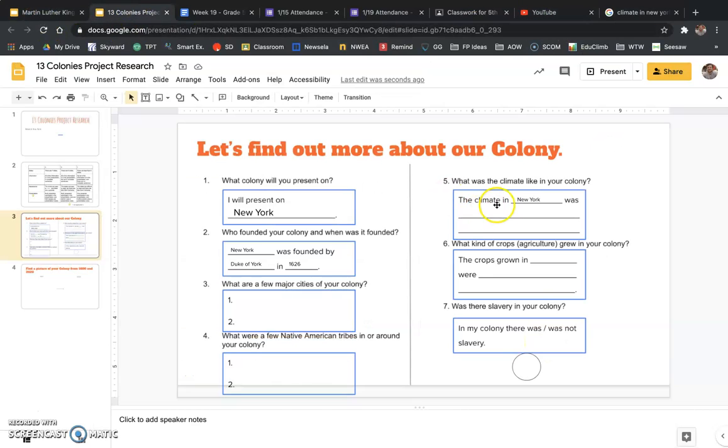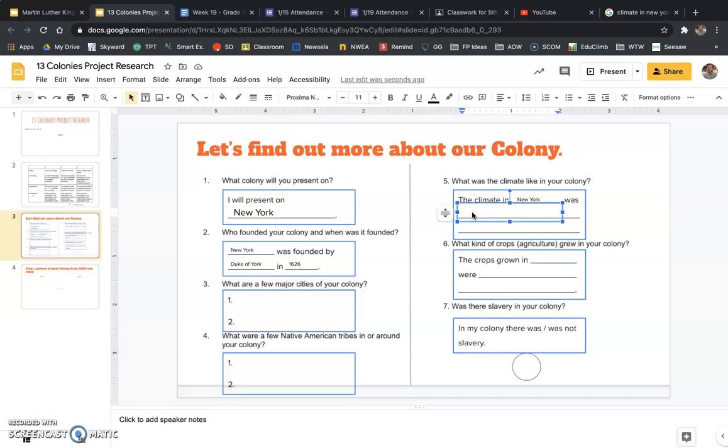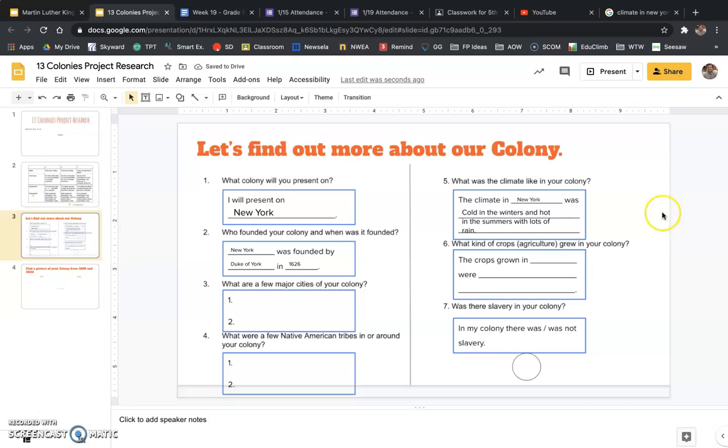So, what I'm going to say, climate in New York was cold in the winters and hot in the summers with lots of rain. Okay, and there you go. So the climate in New York was cold in the winters and hot in the summers with lots of rain. So climate means like what is the weather like all year round, pretty much.